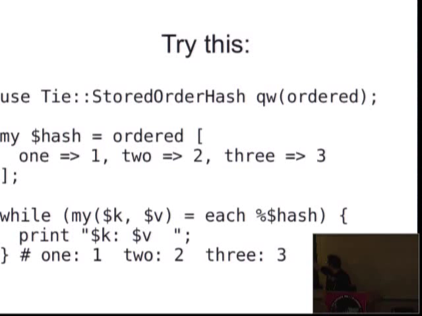This exports the ordered function, and you pass it an array, and now you've actually got a hash, and it behaves like a hash. It's tied. And so you can iterate over it in order. There are times when you need that, and it's very handy to reach for.